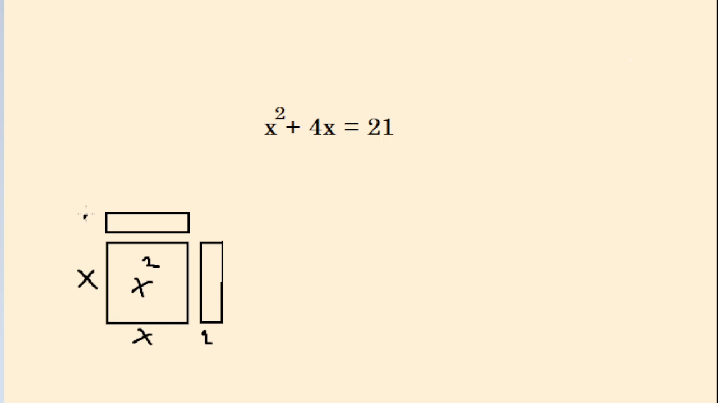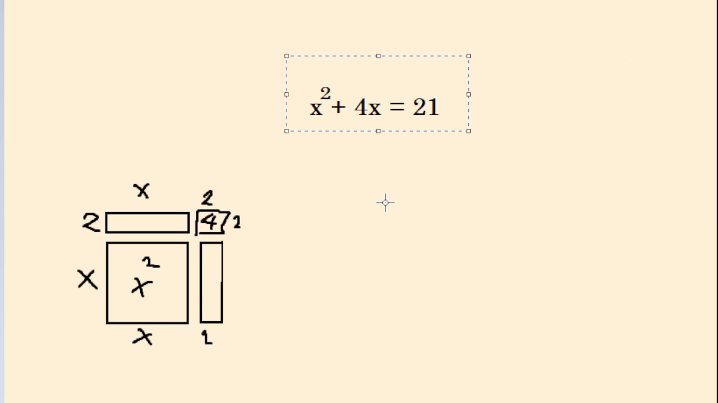So you have 2 here, x here, and here is the one number missing, the square. Each side is 2, so it's 4. That means if we add 4 to this equation, we have a perfect square. Let's do it.